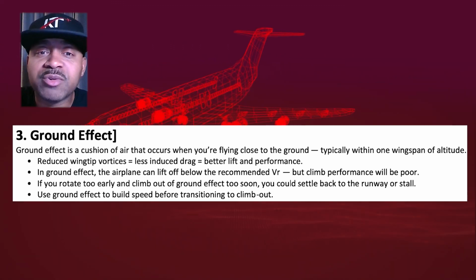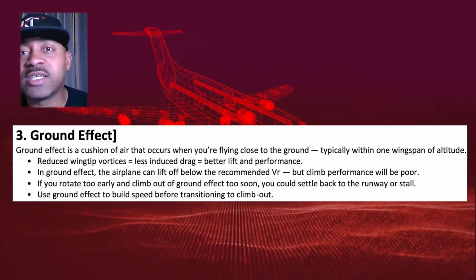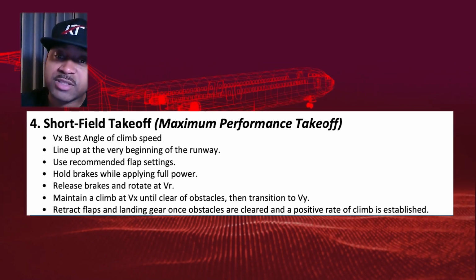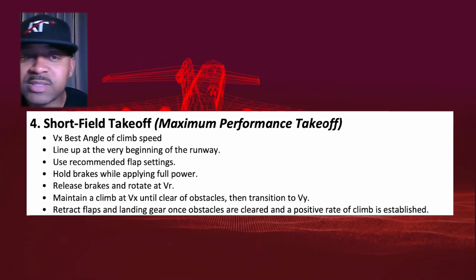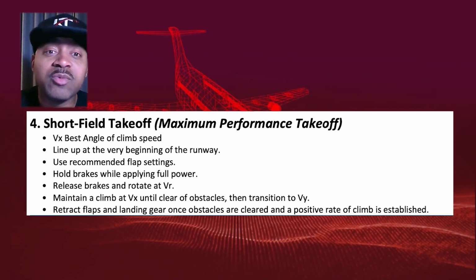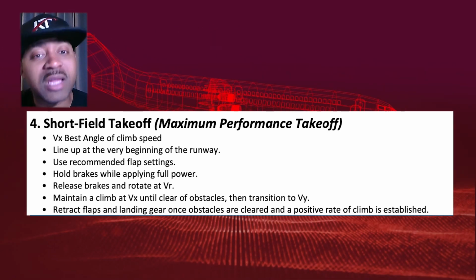So you want to make sure you use the ground effect to build up speed before transitioning to the climb outside of ground effect. If you're doing a short field takeoff, this is a max performance takeoff. And you're going to use this if you're climbing over an obstacle that's at the end of the runway. You want to use VX, which is your best angle of climb speed.